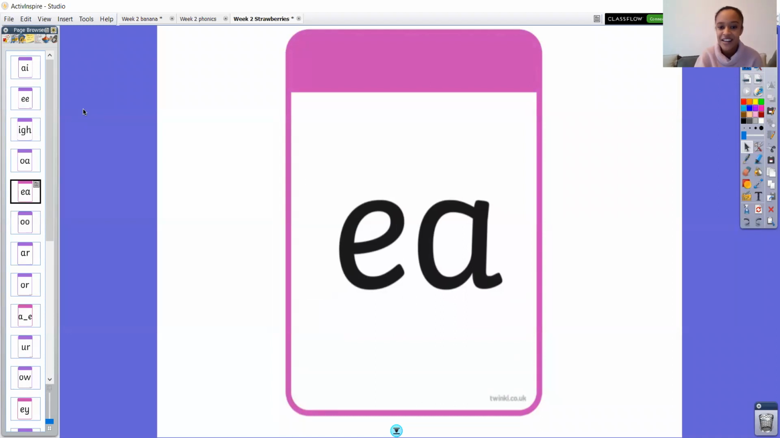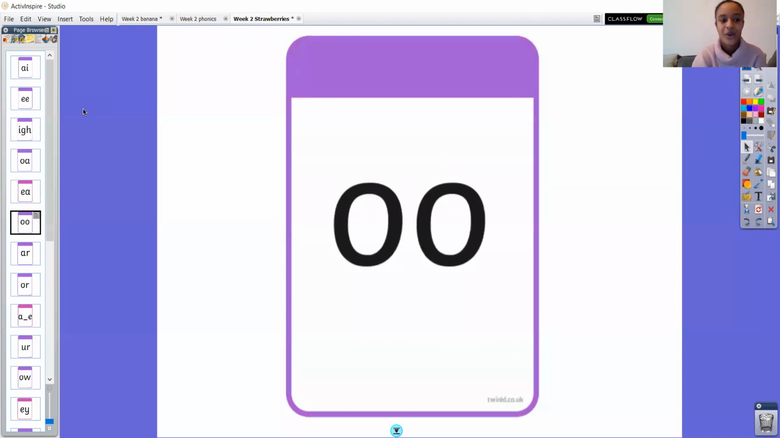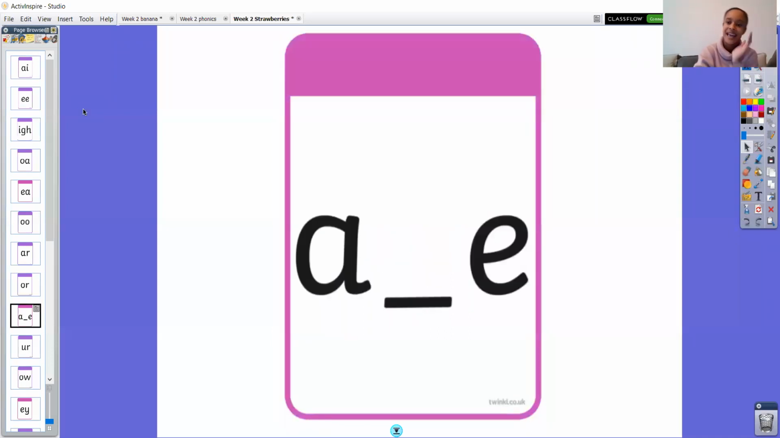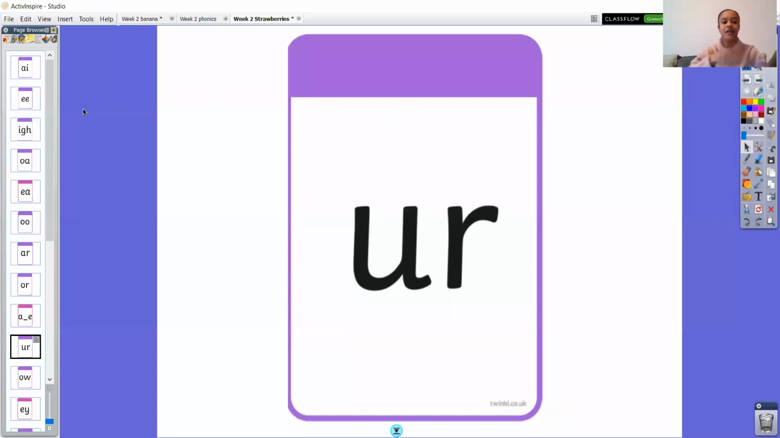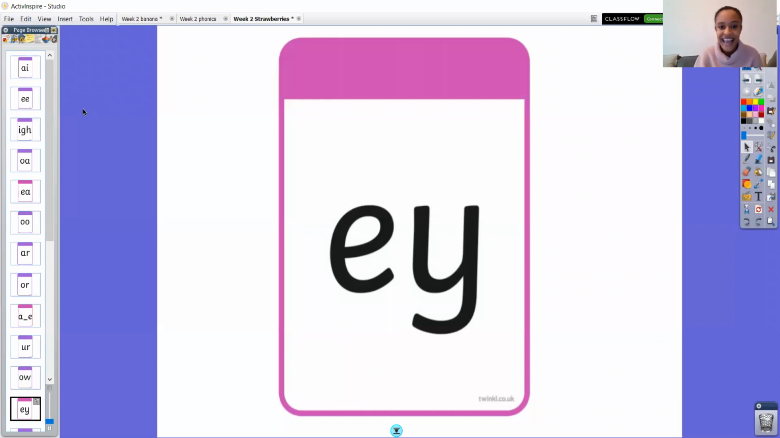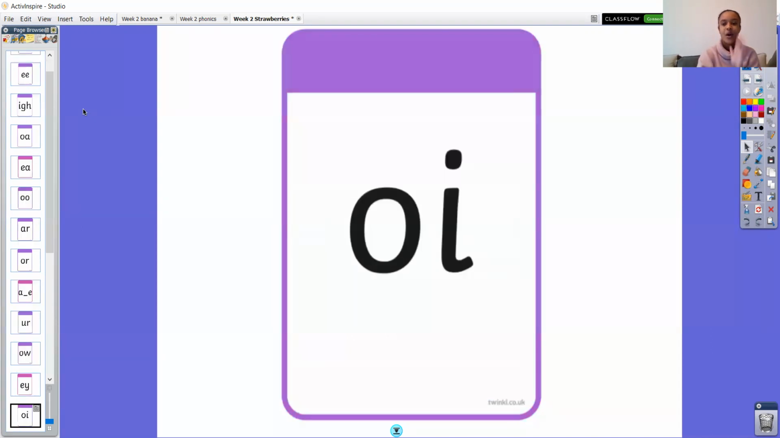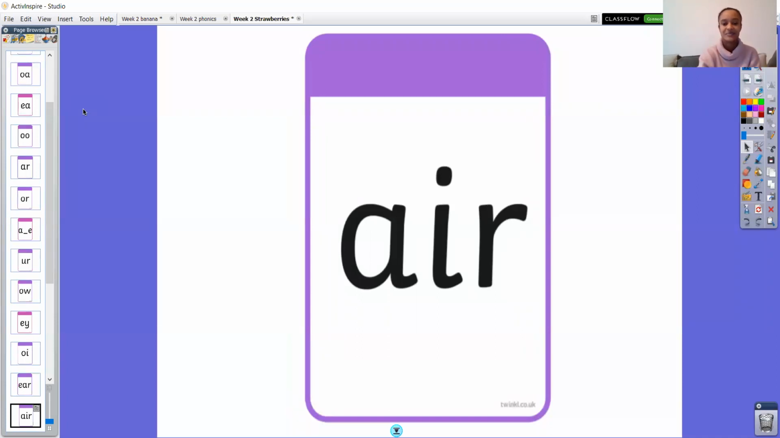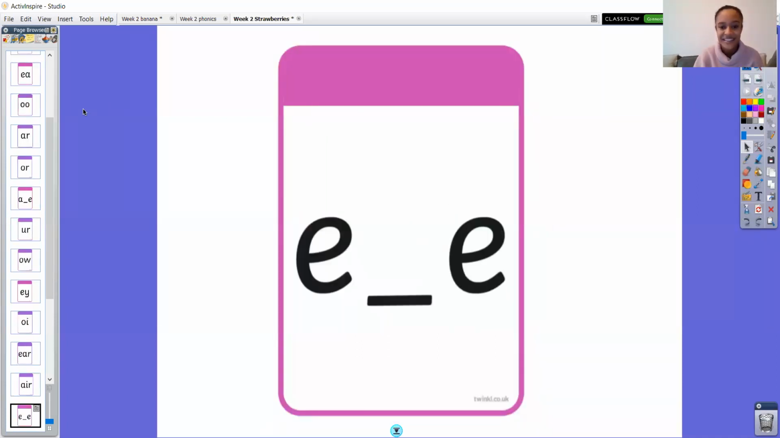Did you spot it? There's our first one. E, A together makes the E sound. Fantastic. Did you spot it again? There's another one of our new spelling patterns for the E sound, E-Y, brilliant. Did you spot the last one? There's E-E, split digraph, making the E sound, fantastic.